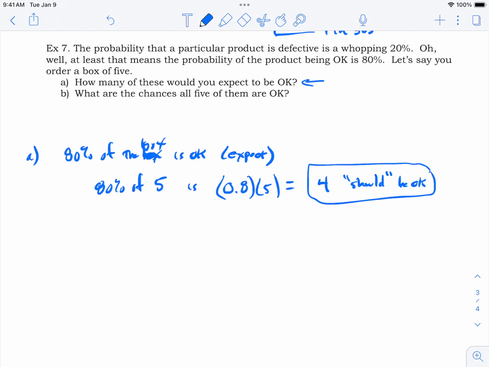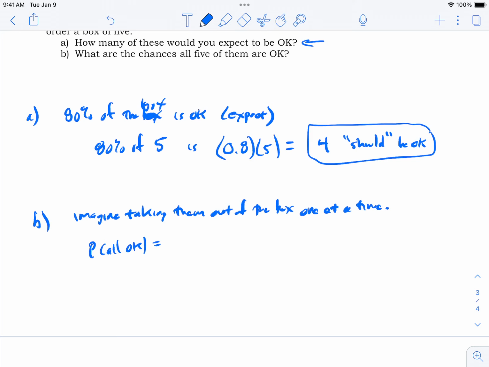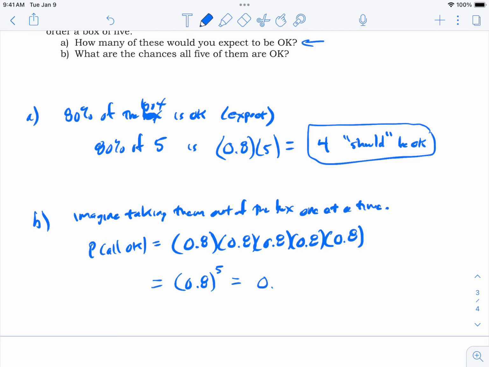Cool. Now, part B says, what are the chances all of them are okay? All 5 are okay. Well, here you have to imagine taking them out of the box one at a time. And what you need is for all 5 of them to be okay, which means you need the first one to be okay, and then the second, and then the third, and then the fourth, and then the fifth. Or you could have said it this way, 0.8 to the 5th power, which when you work that out, you get something like 0.328, which is like 32.8%.